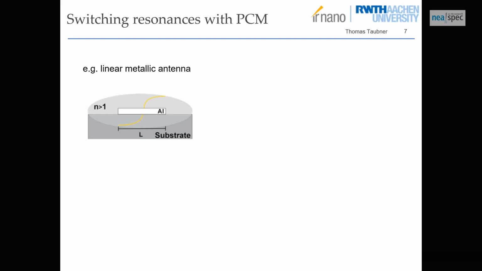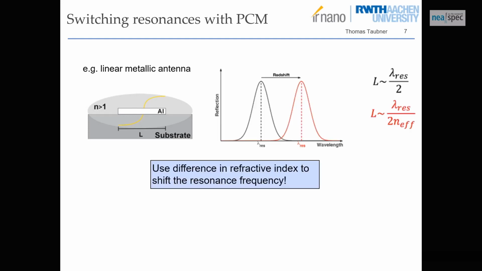By placing this antenna on a substrate, the surroundings also play a role in the resonance condition of the antenna. If we look at the formula, we see that this depends highly on the refractive index. So if we increase the refractive index of the surroundings, we can achieve a red shift in the resonance, or if we decrease it, a blue shift.